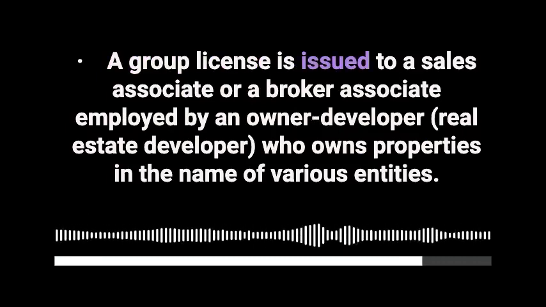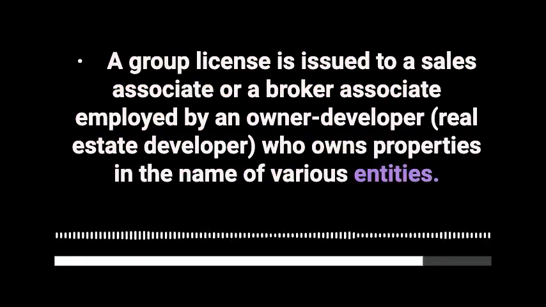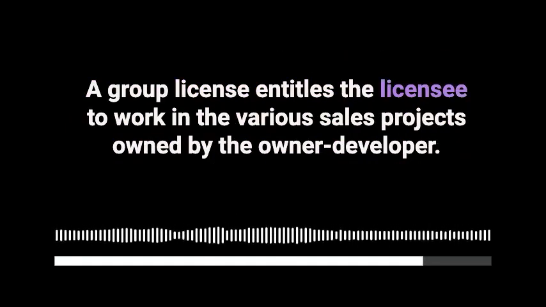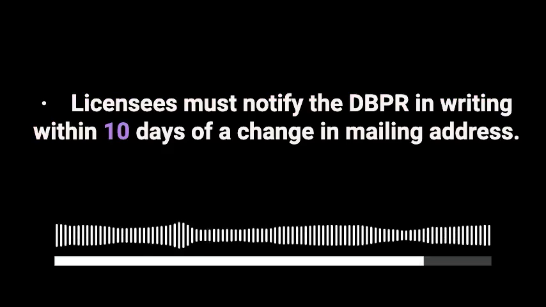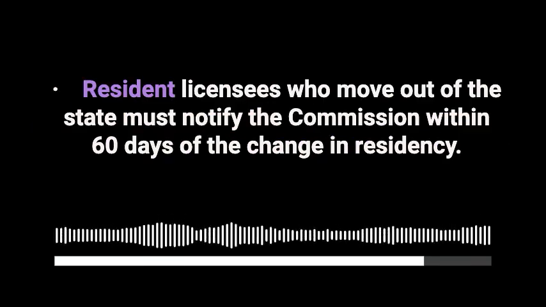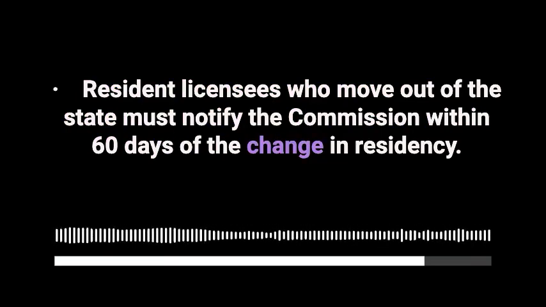A group license is issued to a sales associate or a broker associate employed by an owner-developer who owns properties in the name of various entities. A group license entitles the licensee to work in the various sales projects owned by the owner-developer. Licensees must notify the DBPR in writing within 10 days of a change in mailing address. Resident licensees who move out of the state must notify the Commission within 60 days of the change in residency.